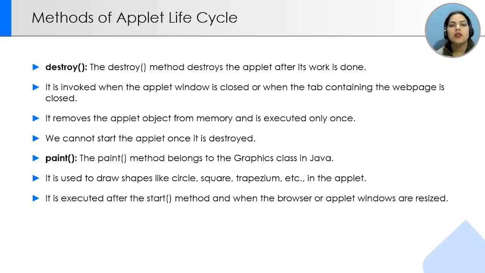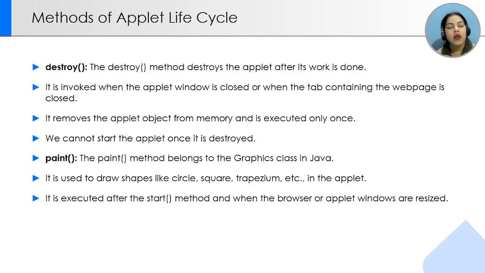Now the next method is the destroy method. The destroy method will destroy an applet when the work of the applet is over or when the execution of the applet is completed. It is invoked when the applet window is closed. Not minimized. When the applet window is closed, or the tab which contains that web page is closed, by default the destroy method will be called. When we are minimizing, resizing, or moving from one tab to another tab, the start and stop methods will work.